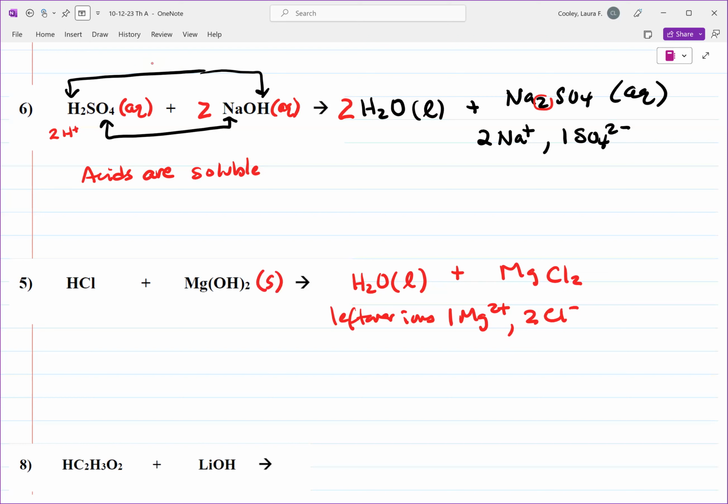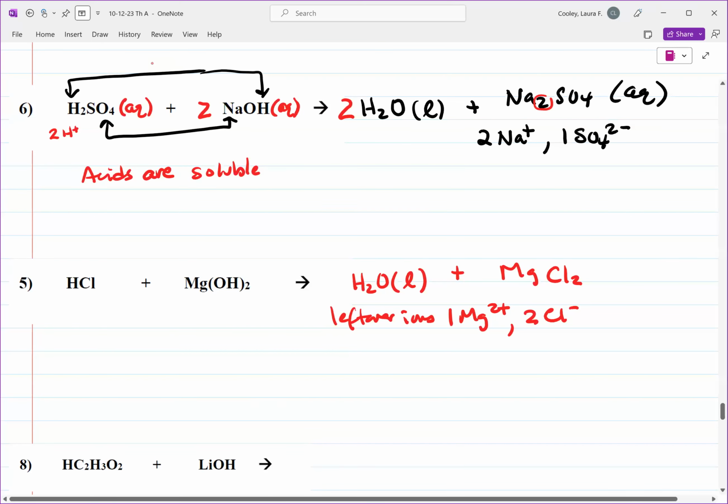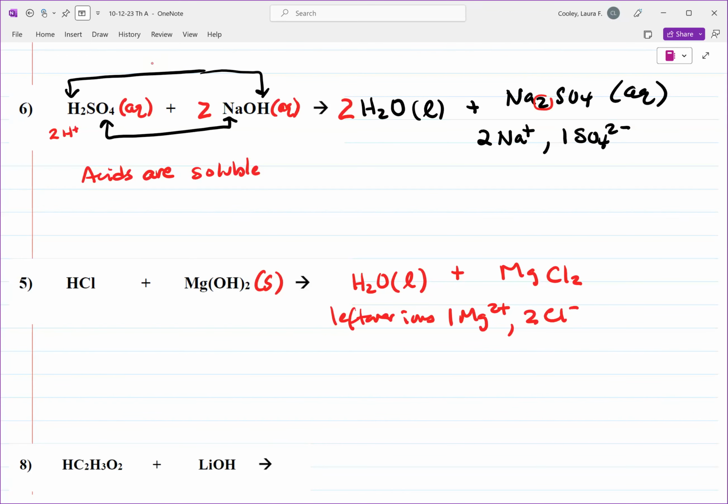Okay, it's not an exception. You see what I'm talking about? Look at your solubility chart. Hydroxides are generally insoluble, right? And magnesium is not an exception. So it's solid. It is a little confusing that S is solid, but S you think would be soluble, but aqueous is soluble. It's just life in the chemistry city.